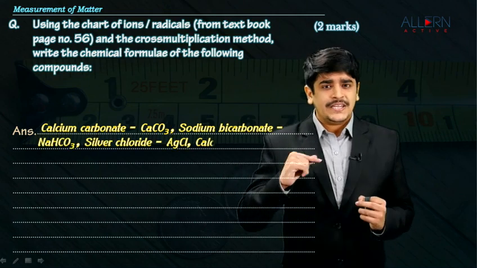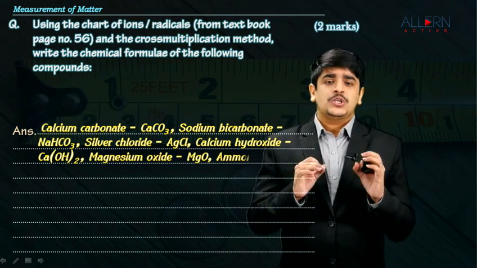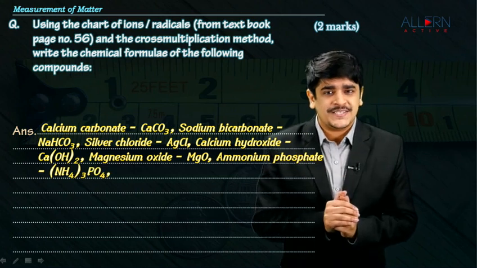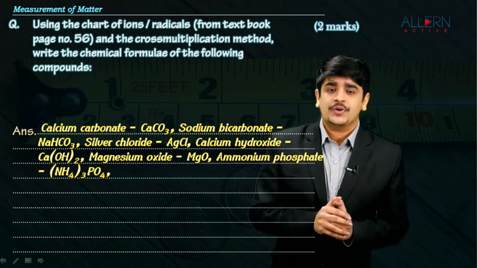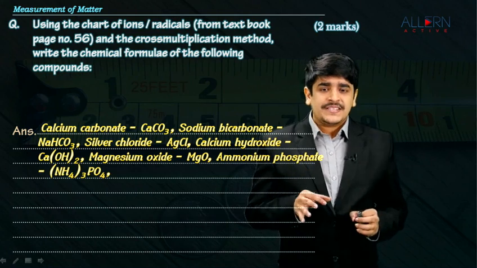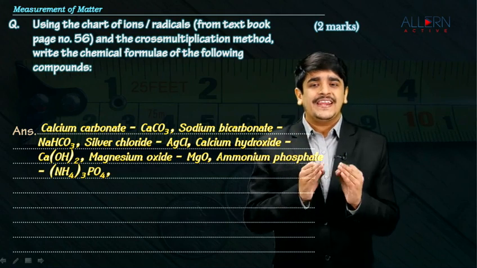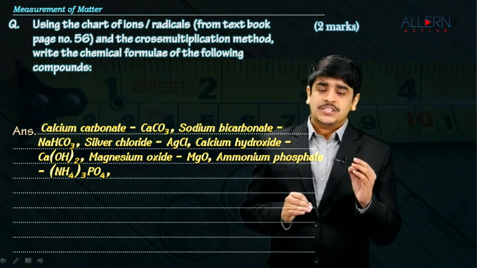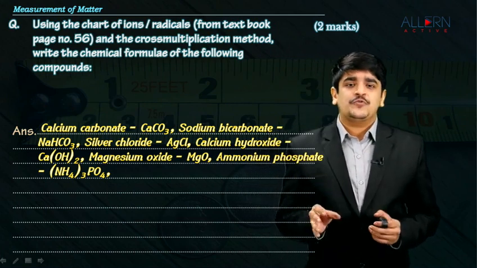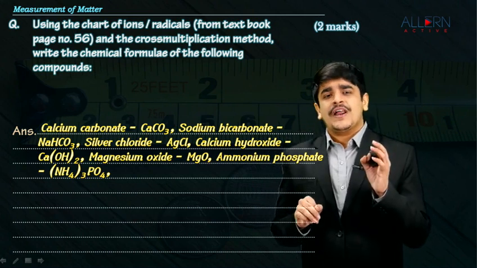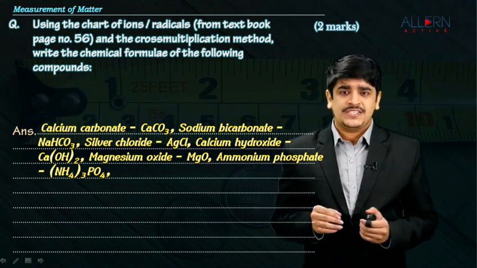So here Ca2+, CO3 2-, 2 plus and 2 minus cancel, gives me CaCO3. Sodium bicarbonate, Na with a charge of 1+, HCO3 with a charge of 1-, 1 plus 1 minus cancels, NaHCO3 is your final answer. Silver chloride, Ag with a charge of 1+, Cl with a charge of 1-, gives me obviously AgCl.